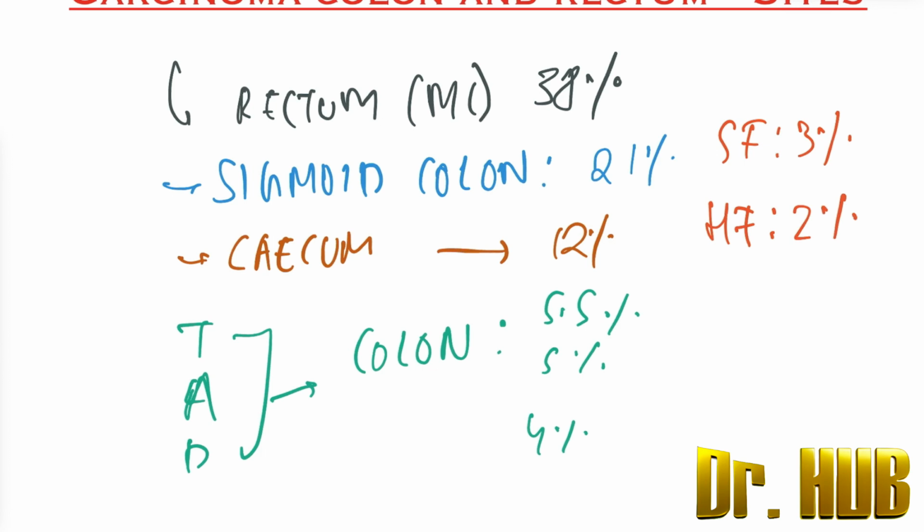So now let's recap this. So first is the rectum, which is most common, it is about 38%. Next comes the sigmoid colon, about 21%. Next is the cecum with about 12%. Then is the TAD, transverse, ascending, descending. This is roughly around 5%. And then there is the splenic flexure for 3% and the hepatic flexure. This is for about 2%.